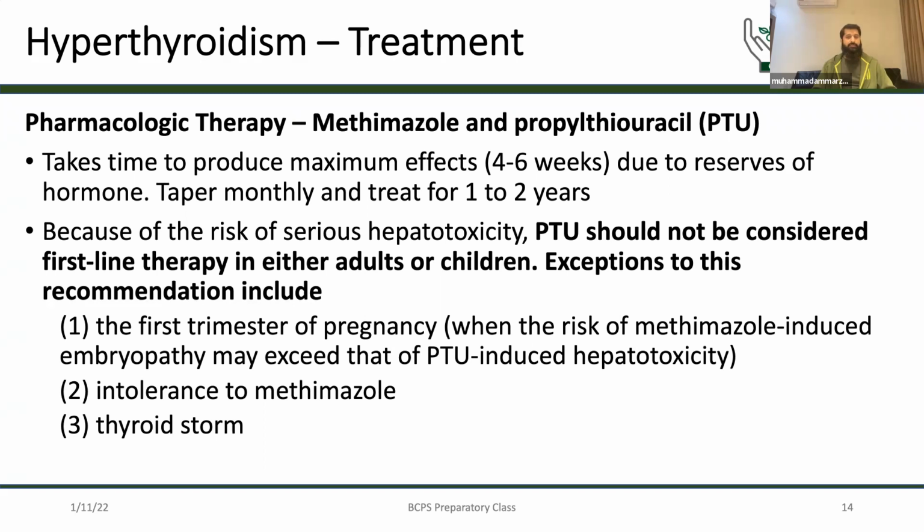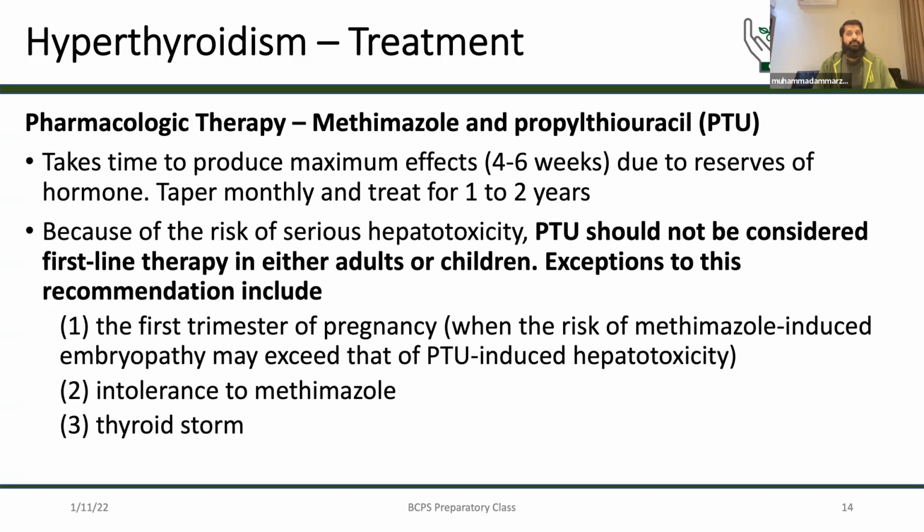It's not that as soon as you start, the effect will begin. It would take some time. It would take at least a month to produce maximum effects, because the hormone stored in the thyroid gland, those stored levels of hormone, reduce slowly. So both of these drugs require tapering monthly. You have to adjust the dose on a monthly basis, and you have to treat the patient for 1 to 2 years. We already discussed that propylthiouracil has a risk of serious hepatotoxicity.